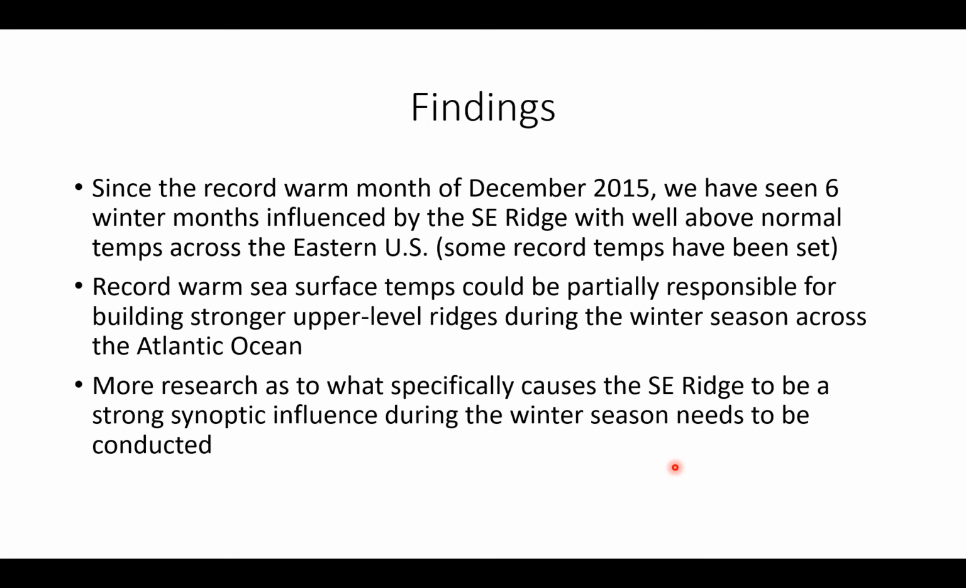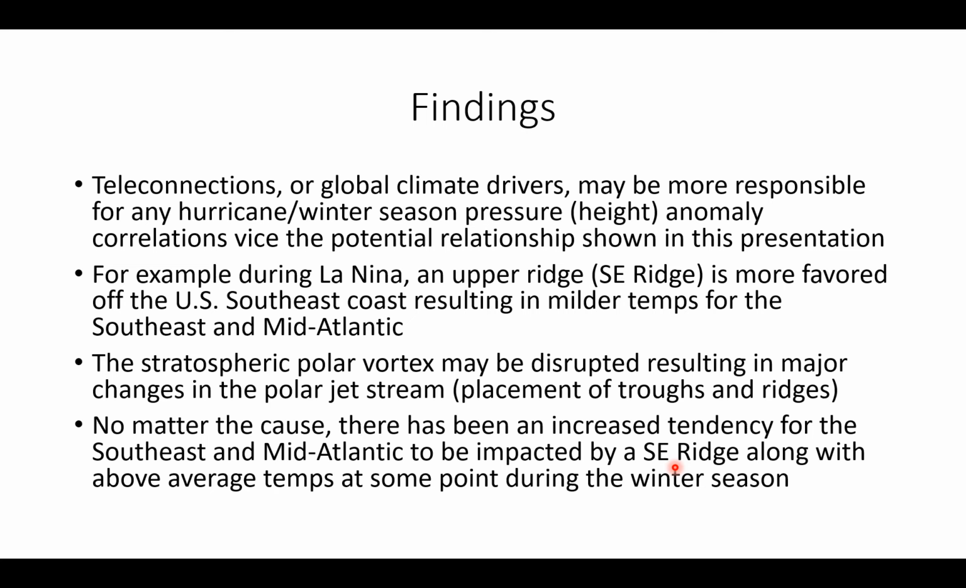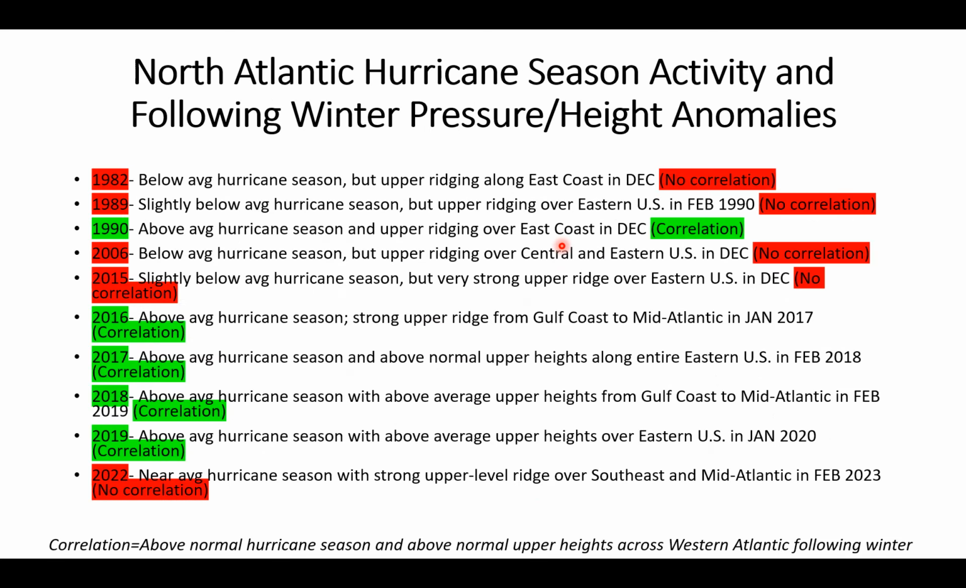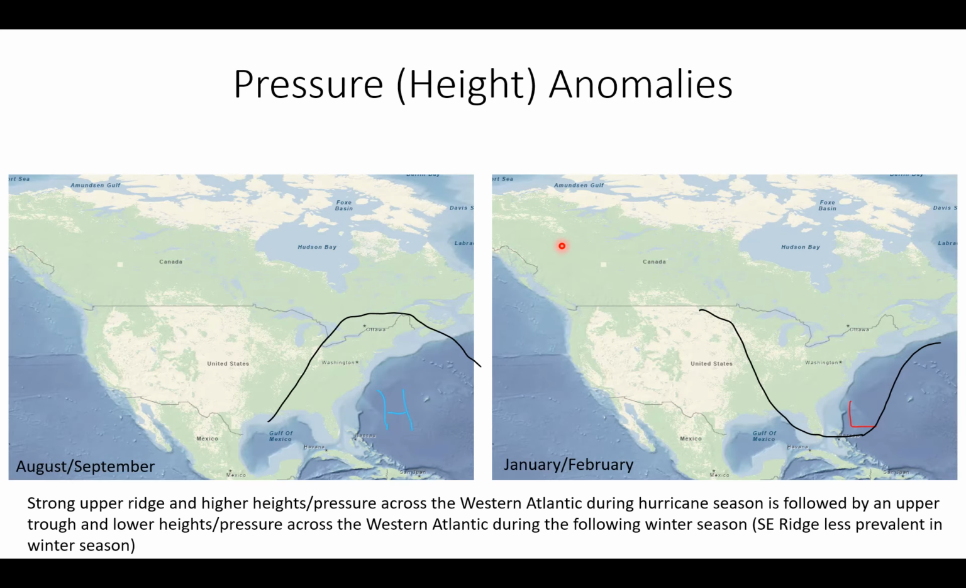And then finally, I do believe that more research is needed as to what specifically causes the Southeast Ridge to be a strong synoptic influence during the winter season. Like I said, there are a lot of variables here. The spatial temporal domain is large, covers a longer time period in some cases, teleconnections, stratospheric polar vortex behavior. All this could possibly correlate and tie in with my findings here. But I thought it was an interesting topic.